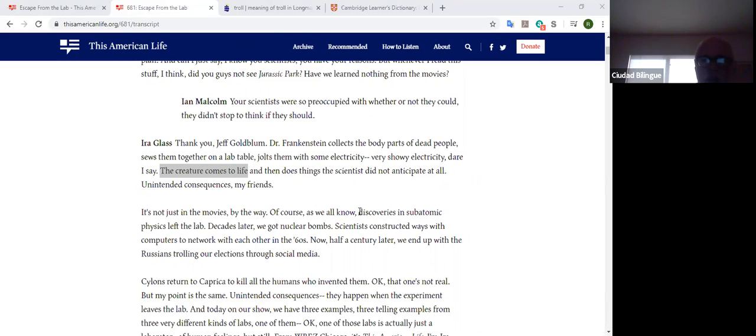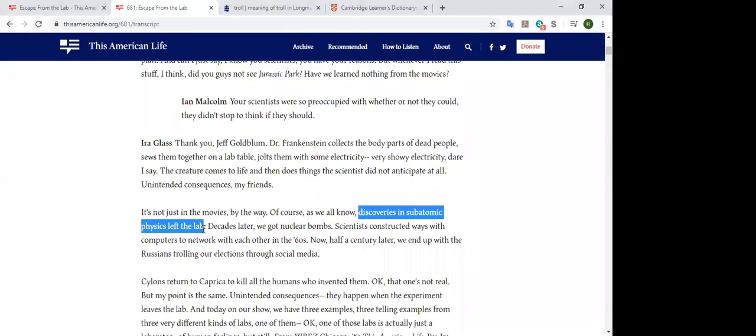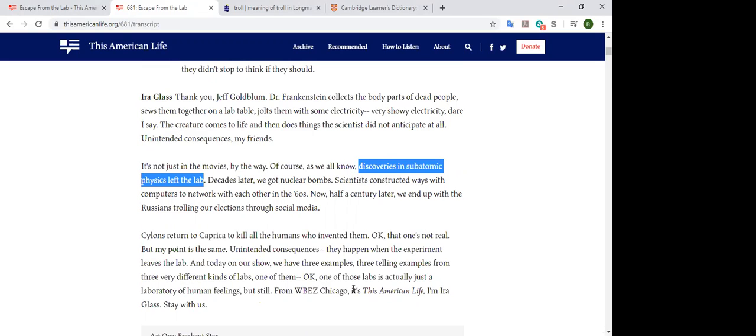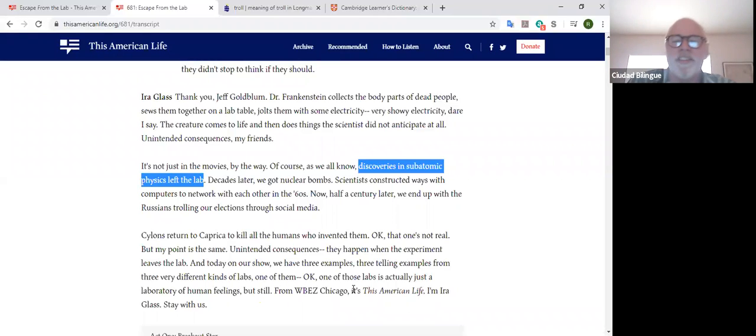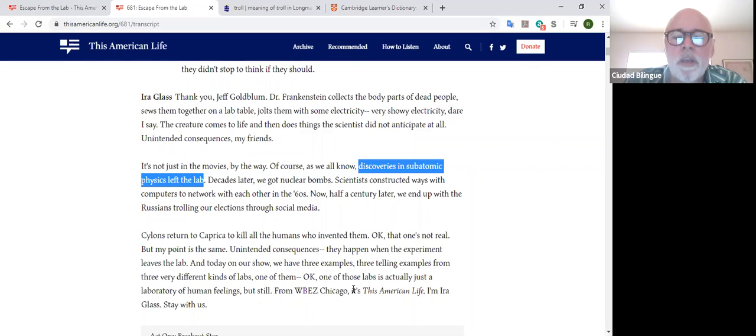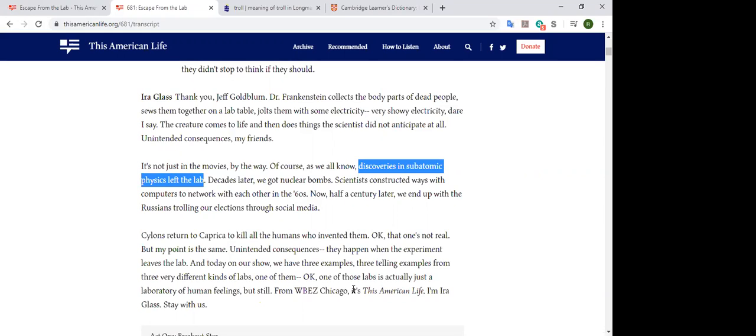You two still, same two. This is the sentence: Discoveries in subatomic physics left the lab. Let me explain. Does everyone know what a discovery is? I think it's similar in Spanish. Yes, discovery. It is. Does everybody know what subatomic physics is? We can understand the words, but we don't know the subject.